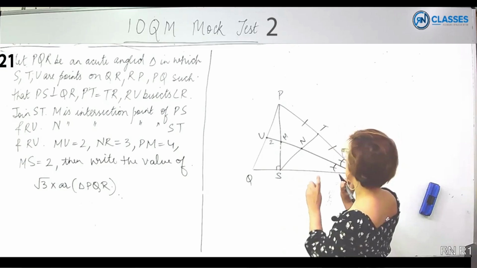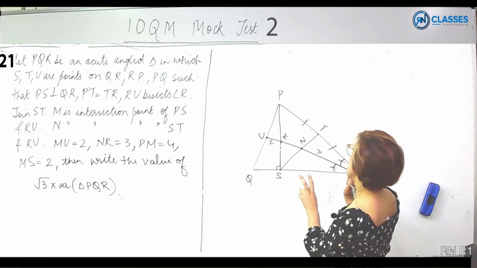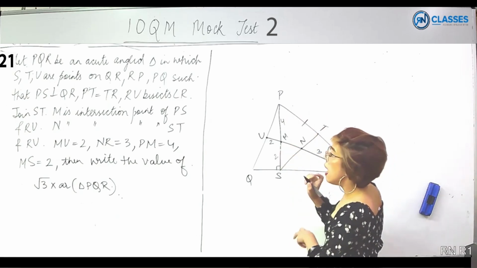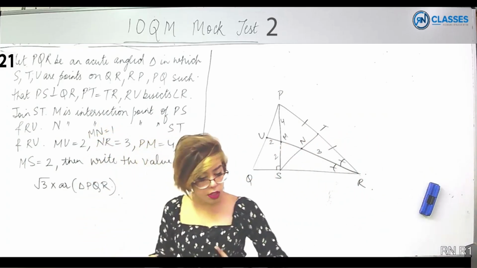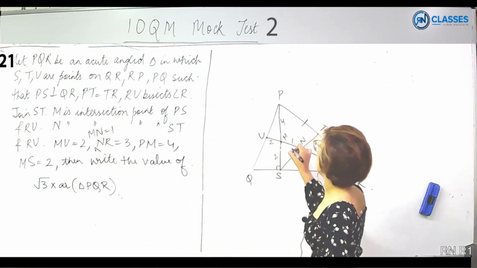MR is 3. Okay. Right. I think I missed one thing. PM is given to be equal to 4. MS is 2. And it should be given MN turns out to be 1. I think it's written in the question paper. I have not written it here, right? Okay. So MN is 1.